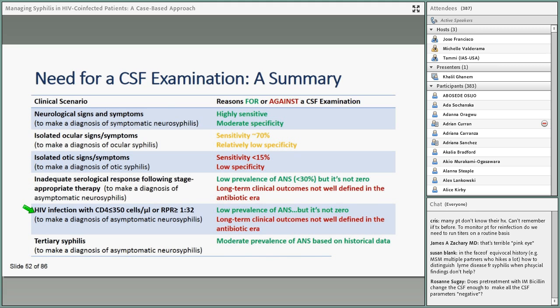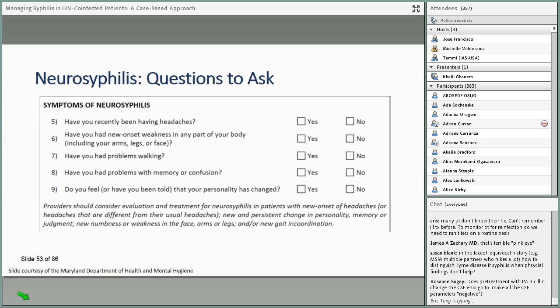You also don't need a CSF exam to make a diagnosis of otosyphilis, because up to 90% of patients with otosyphilis will have a completely normal CSF examination. And the clinical manifestations of otosyphilis are usually hearing loss, ringing in the ears or tinnitus, and vertigo. So if patients come in with tinnitus, ringing in the ears or hearing loss, and you suspect they have otosyphilis, just treat them with 14 days of IV penicillin. You don't need to do a CSF examination because the CSF exam will be normal in the majority of these patients.